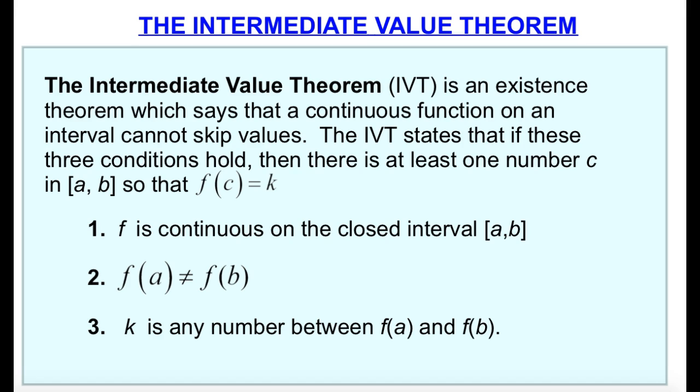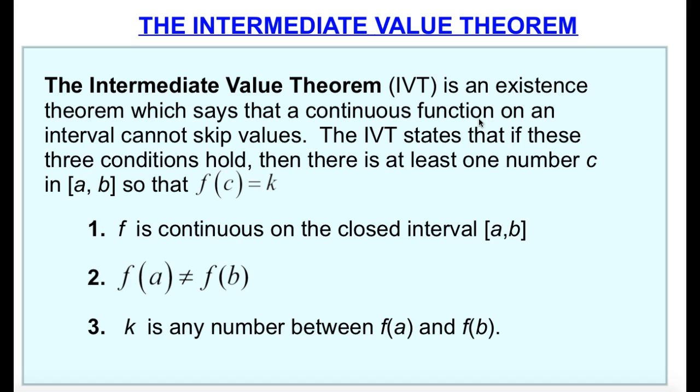So, the intermediate value theorem, commonly abbreviated IVT. If you just see IVT or if you hear somebody say IVT, they're talking about the intermediate value theorem. It's a theorem that says that a continuous function, and that part's key, a continuous function on an interval cannot skip values. And that makes sense. If it's continuous, it's not going to be skipping anything.